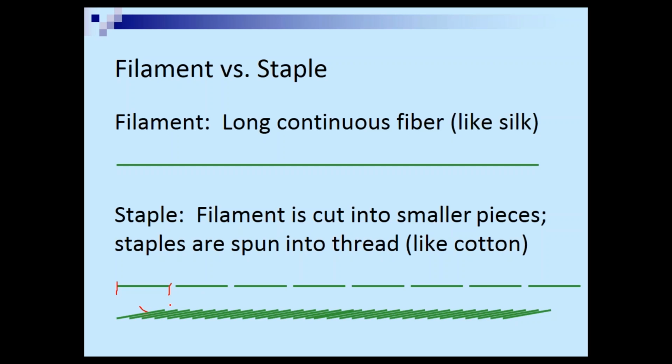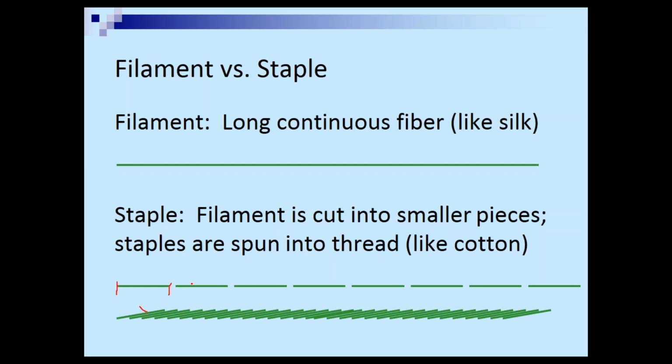A filament is a long continuous fiber, sort of like a fishing line, where it can be as long as you want, well, within reason. For silk, there are some natural limitations, but it can be extremely long, like fishing line, and you can use that as your thread, and then you can weave that together to form fabrics.